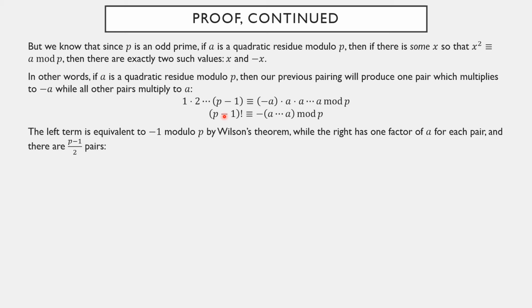So on the left, I get negative 1, and on the right, I get negative a to the p minus 1 over 2. So, in other words, the Legendre symbol a over p is equal to 1 because we assumed a is a quadratic residue mod p. And by canceling a negative 1 here, 1 is equivalent to a to the phi of p over 2, meaning these two things are equivalent modulo p under the assumption that a is a quadratic residue mod p. Now we can wrap up the proof.